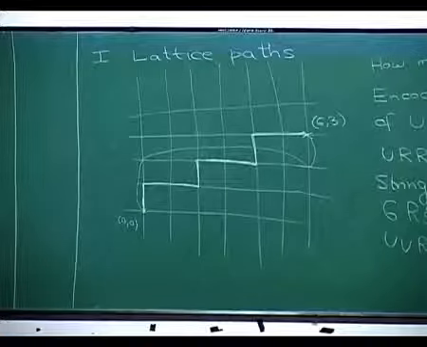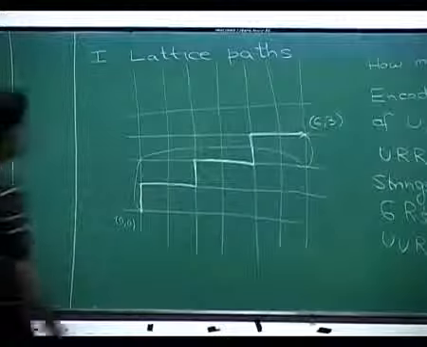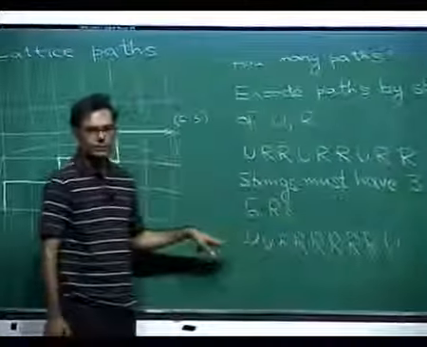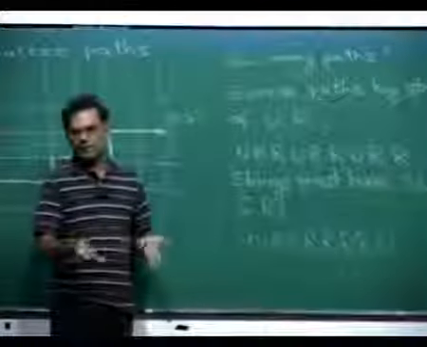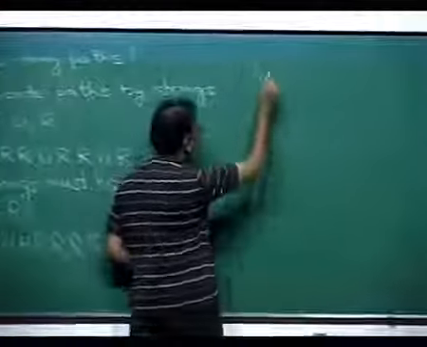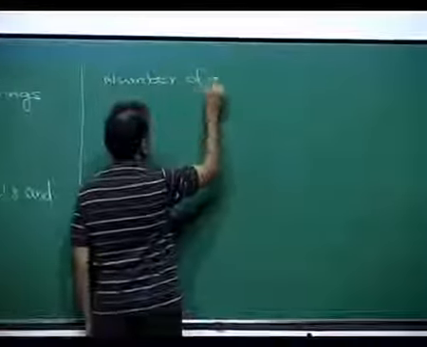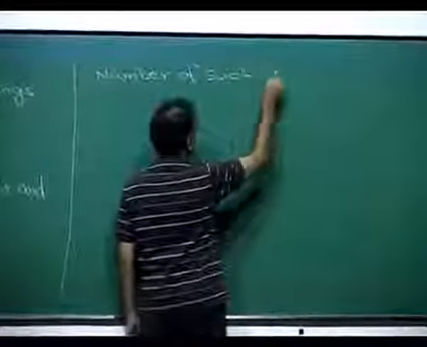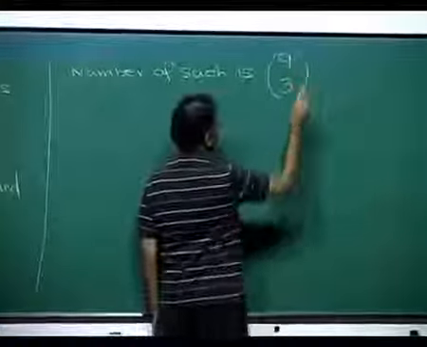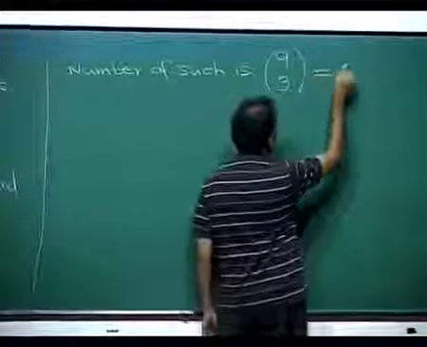So essentially you are only counting strings of 6 U's and 3 R's. How many such strings are there? And that is a very easy question to answer. There are 9 positions, of which 3 positions must be U. Once you know where the U's are, the rest of them have to be R's. So the number of such strings is, from 9 positions, you choose the 3 positions for the U's. So it is 9 choose 3, also written sometimes as 9C3.